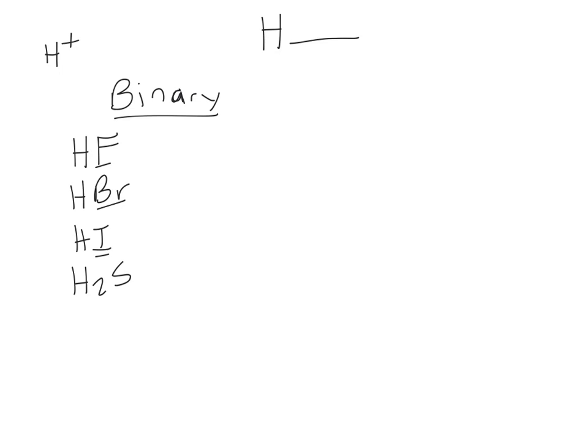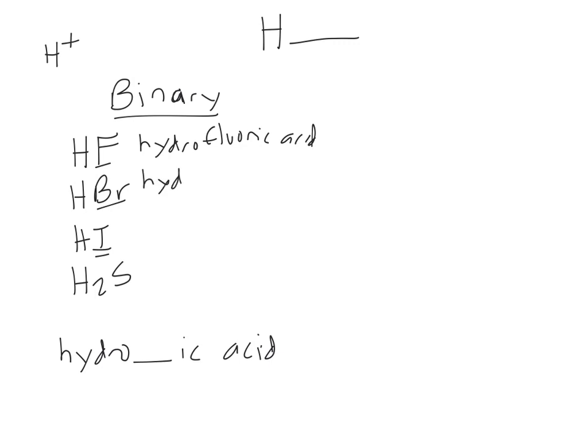And the general way you name binary acids is you say it's hydro blank ic acid, the blank being whatever the name of the other element is. So HF is hydrofluoric acid, and HBr is hydrobromic acid, and etc. I'm not going to write them all out. Hydroiodic, hydrosulfuric acid. So that's the first class.